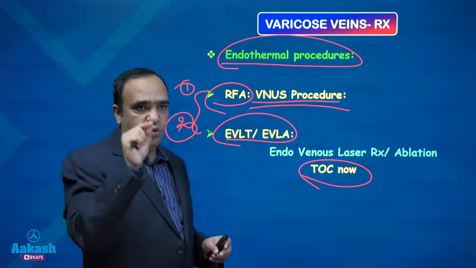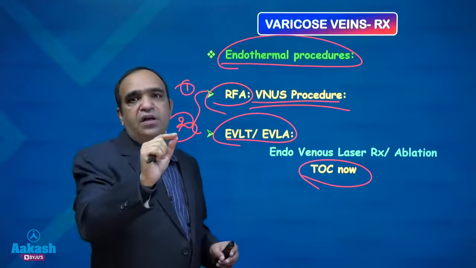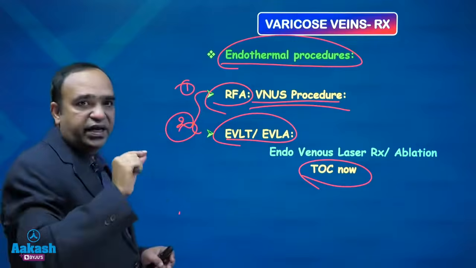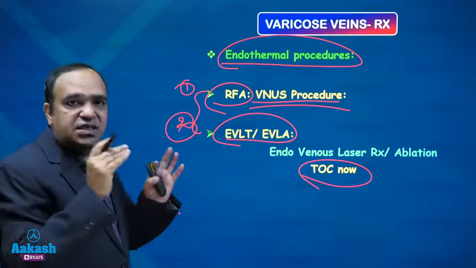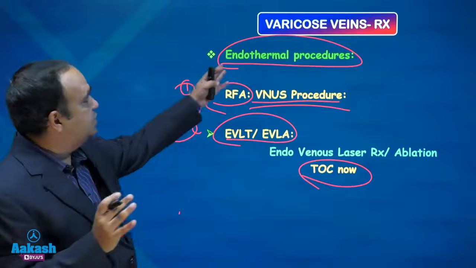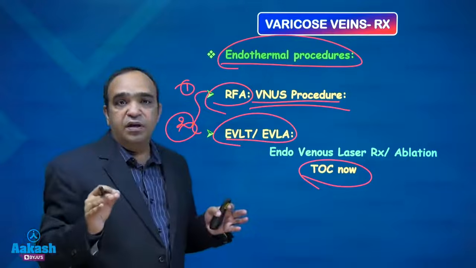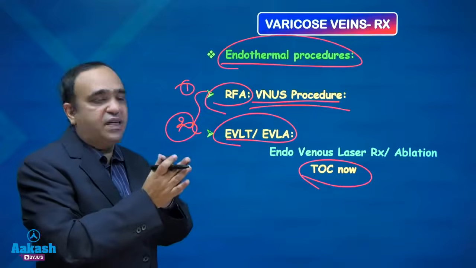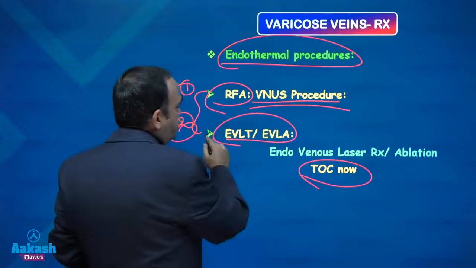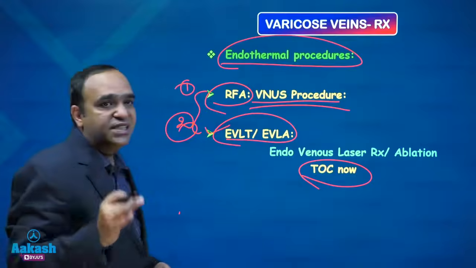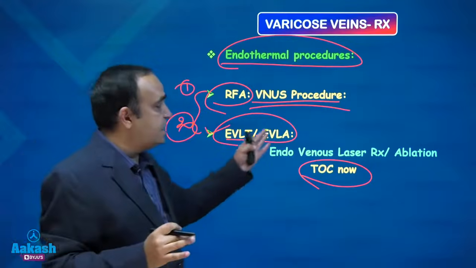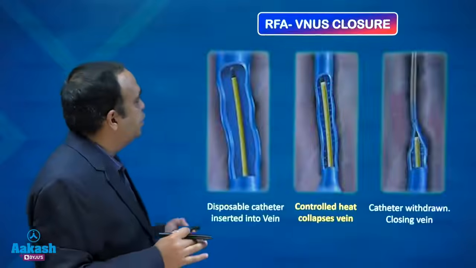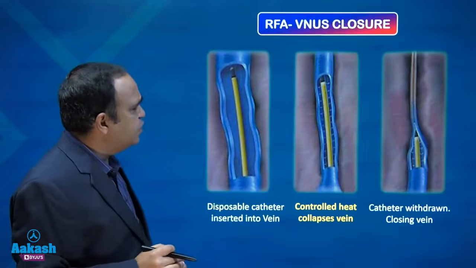Again, you do a small puncture, insert a catheter through which you give the radio frequency energy, and it's a heat procedure. It produces heat. That's why we call them endothermal procedures, right? With this heat, the vein from inside collapses and closes. So that's radio frequency. EVLT is endovenous laser therapy or endovenous laser ablation, and this is the latest and treatment of choice. This is radio frequency ablation.